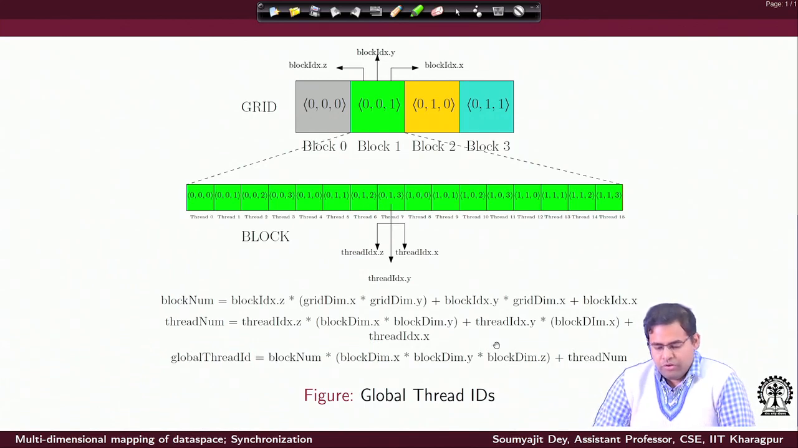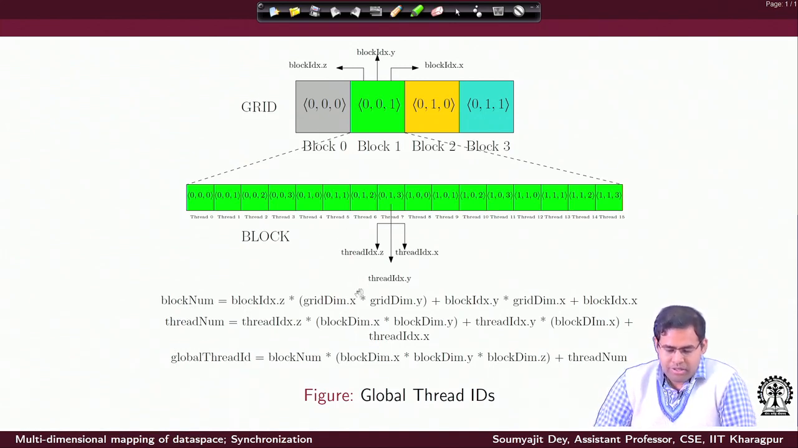So, for that we can see how these different parameters or system variables get linked up, and how those parameters can be used to compute the position of this thread with respect to the overall collection of all threads. Now, for doing that, we can observe that there are a few relations that are always going to be true. So, what is that?